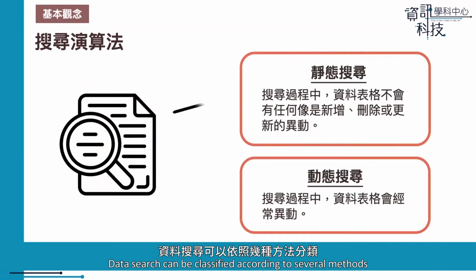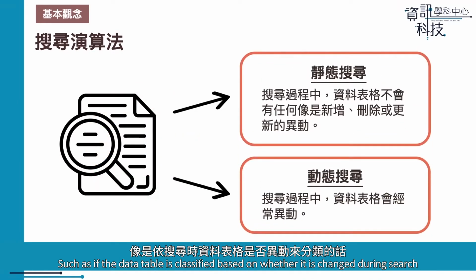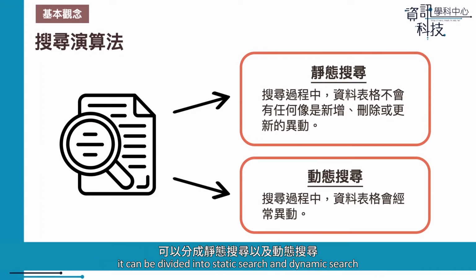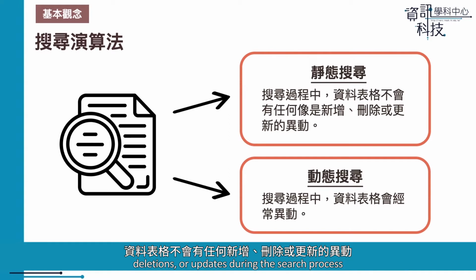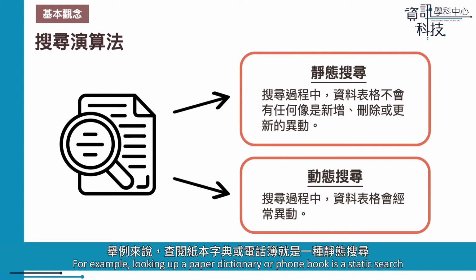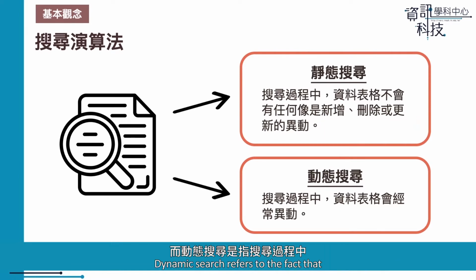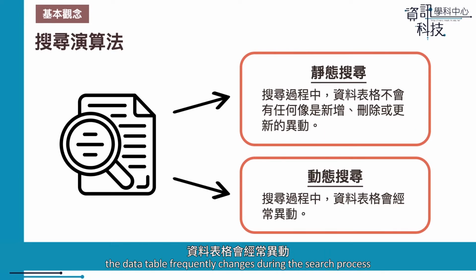Data search can be classified according to several methods, such as if the data table is classified based on whether it has changed during search. It can be divided into static search and dynamic search. Static search refers to the data table that will not have any additions, deletions, or updates during the search process. For example, looking up a paper dictionary or phone book is a static search. Dynamic search refers to the fact that the data table frequently changes during the search process.